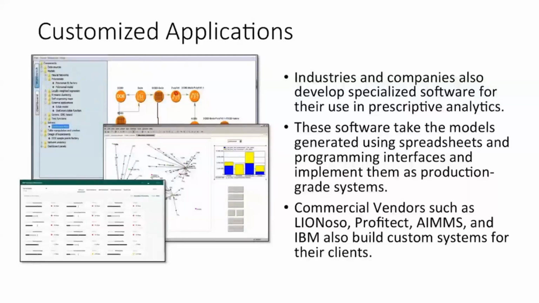So commercial vendors such as Lionoso, Profitect, AIMMS, and IBM are often in the business of creating these customized systems for their clients. And the idea of doing this is that once you've already figured out what is the optimal model, you don't want people changing it right and left, as you could do on a spreadsheet or in a program.